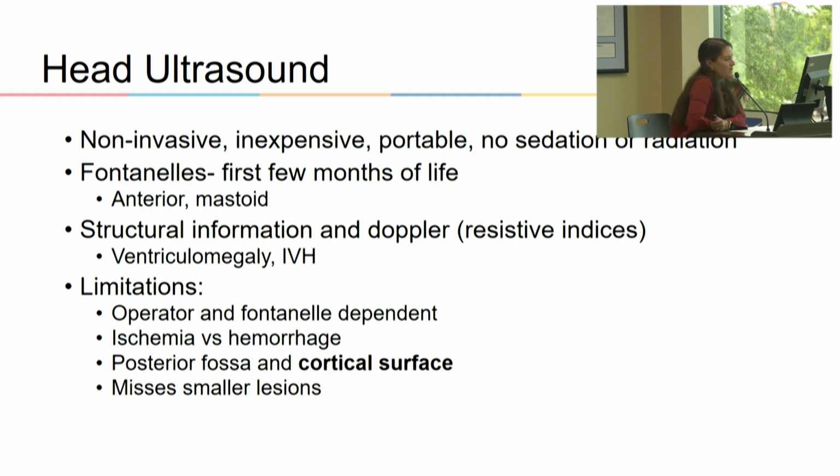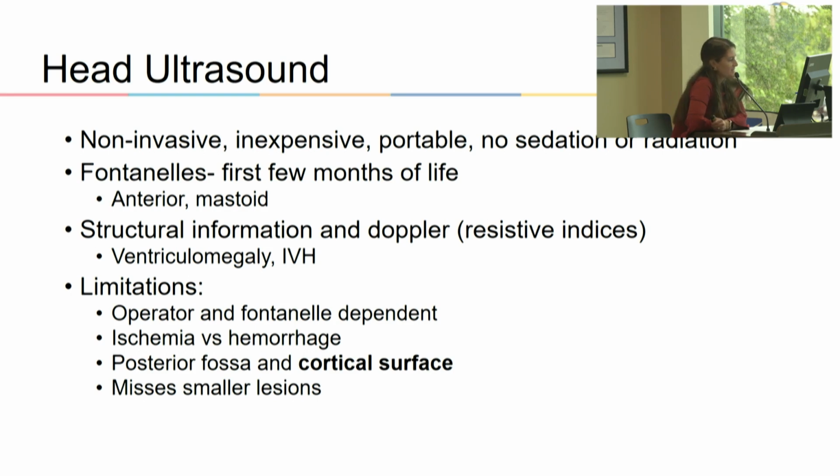Head ultrasound is very good for structural information and also Doppler. So we can use Doppler, basically flow, to look at resistive indices, which are a measure of flow in the blood vessels that may be indicative of a certain pathology. And so we use it a lot to look for ventriculomegaly, for interventricular hemorrhage in the preemies, like I mentioned. There are some limitations, though, that we have to be cognizant of. It is operator dependent and it's fontanelle dependent. So your fontanelle has to be wide enough that you get a good view of what you're trying to look for.